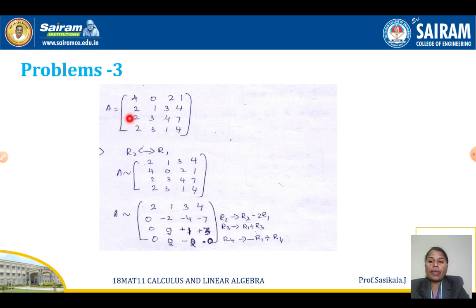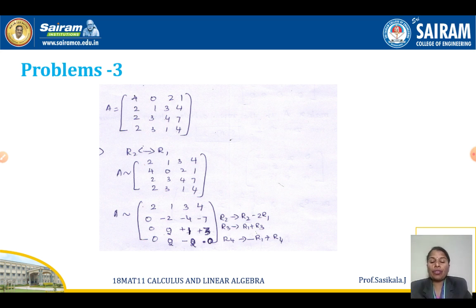So what you are going to do is make the first element of the second row, third row, and fourth row 0 by using your first row, right? Again, for the third row, second element and fourth row, second element, you are going to convert to 0 by using your second row. Since it is the fourth row, the third element of your fourth row also will be 0. Okay, so we'll go for the solution.